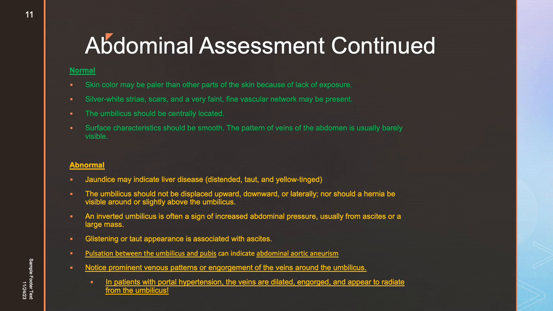Again, permanent patterns of engorgement is a big problem. Again, we're looking at issues related to ascites, issues related to a couple of other things potentially. In patients with portal hypertension, veins are dilated, engorged, and appear to radiate from the umbilicus. Again, these are big baddies. These are big no-nos. So know that with portal hypertension, this happens. And then we can go to the next slide.